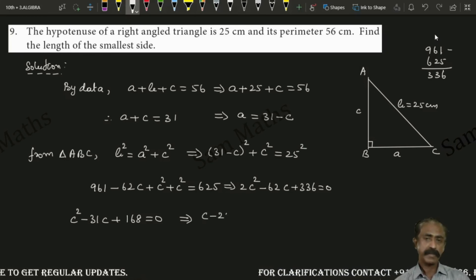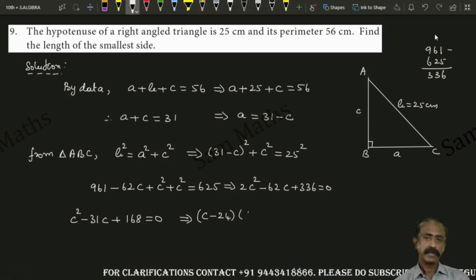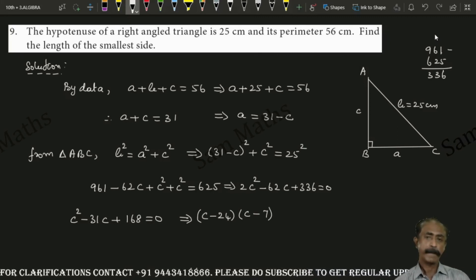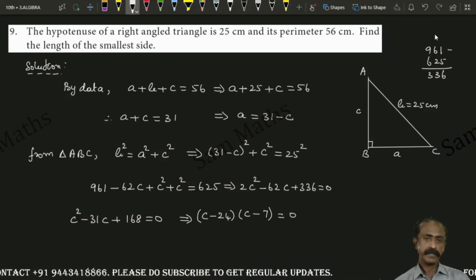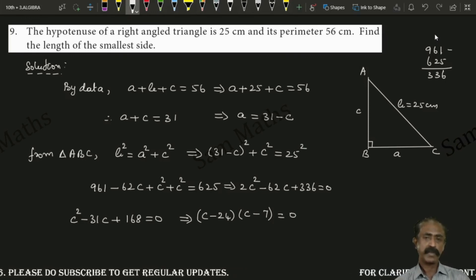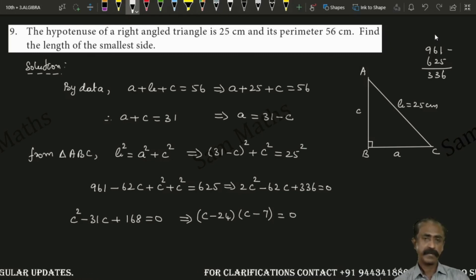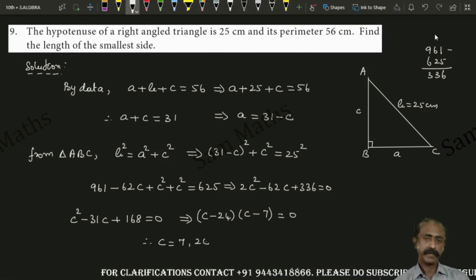Therefore, we can go with (c minus 24) into (c minus 7) equal to 0. Clear, children? So adding these two, we have to get minus 31. You take the product: 4 7s are 28, 2 balance, 8 is there, 7 2s are 14 plus 2 is 16, that is 168. Therefore, we are getting c is equal to 7, 24.